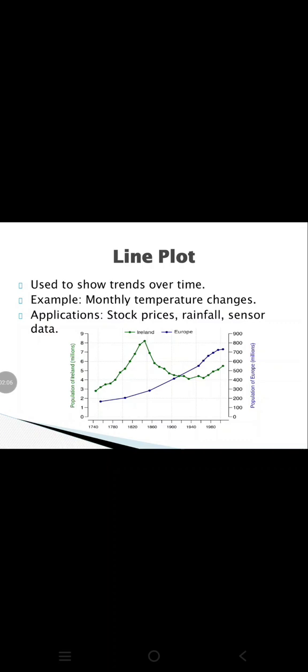The green line indicates Ireland's population trend. Initially, the population increases steadily, then shows a sharp rise, reaching a peak in the middle years. After that, there is a decline followed by small fluctuations, and finally, a gradual increase towards the end. The blue line represents Europe's population trend. It shows a continuous and steady increase throughout the time period with faster growth in later years. From this graph, we can conclude that Ireland's population fluctuates while Europe's population grows steadily over time. This diagram clearly demonstrates how a line plot is useful for analyzing trends and comparing changes over time.